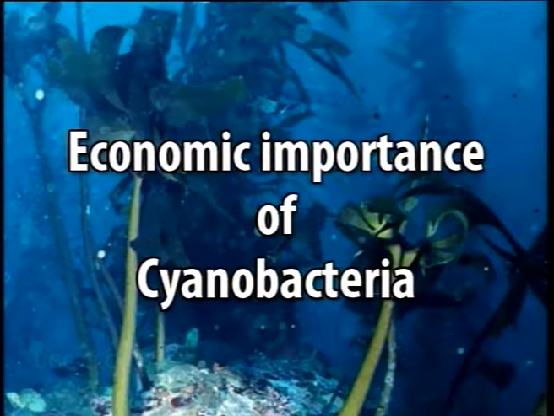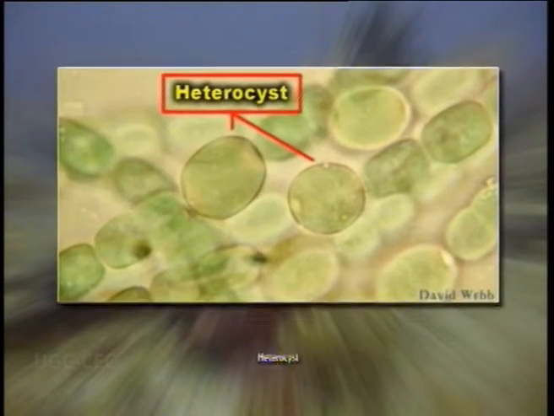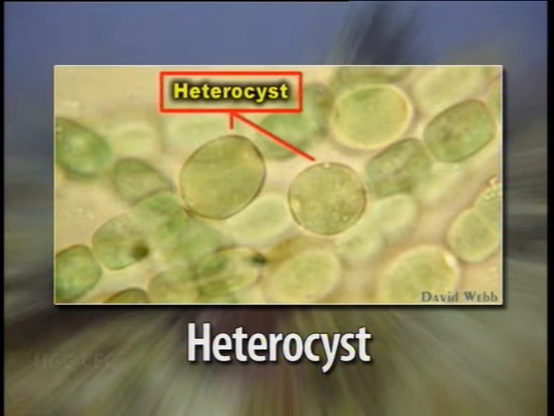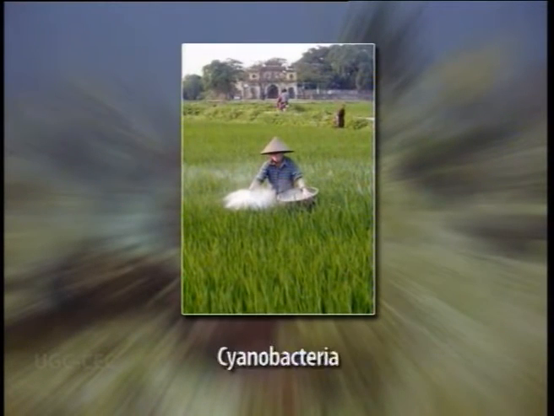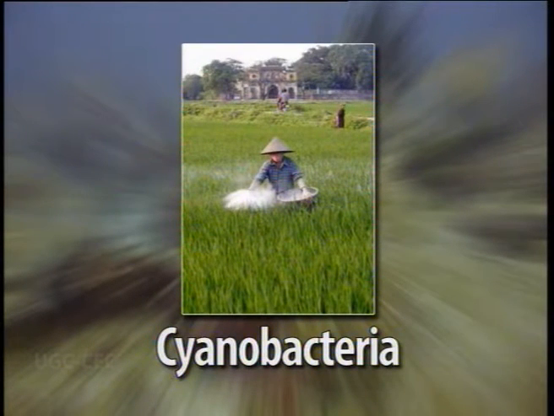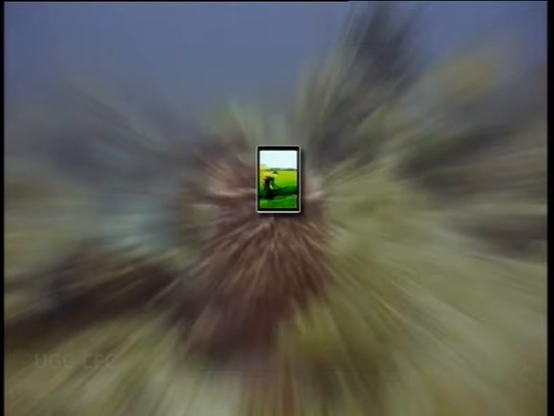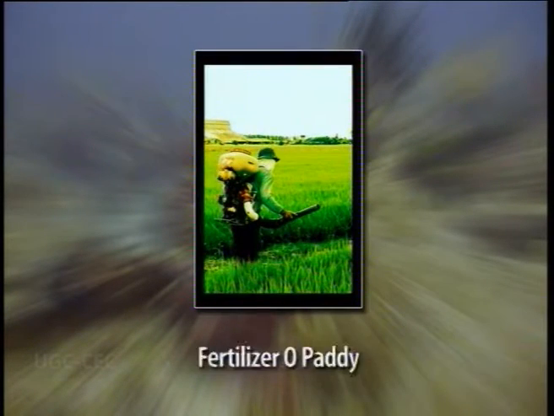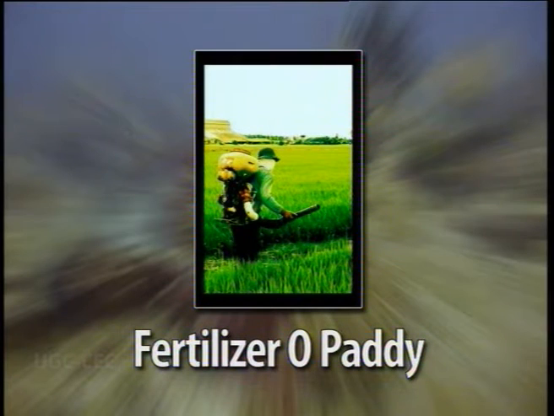Cyanobacteria, besides having these evolutionary significances, do have some important economic perspectives as well. They are economically very important. For example, the heterocyst-bearing forms perform the function of nitrogen fixation. Hence, they are used as biofertilizers in paddy fields and other agricultural crops to increase the yield, with so many environmental benefits if we compare them with chemical fertilizers.